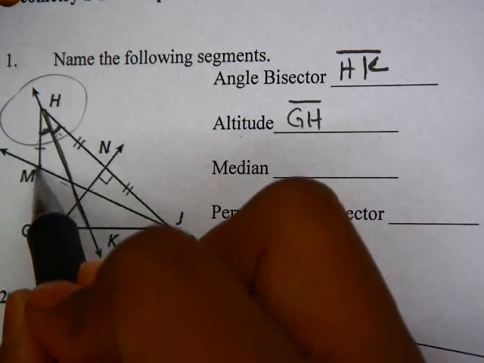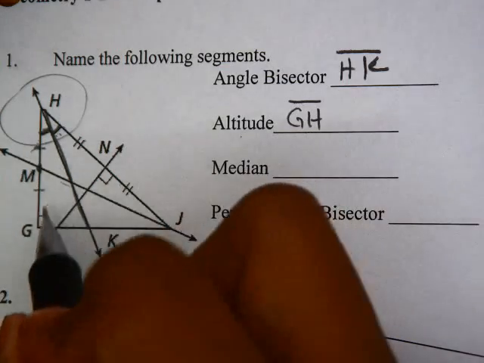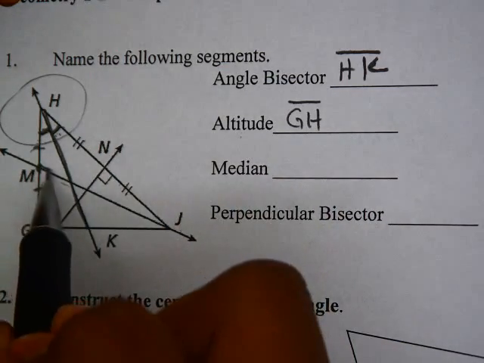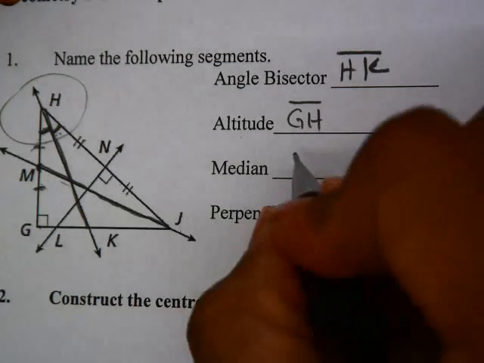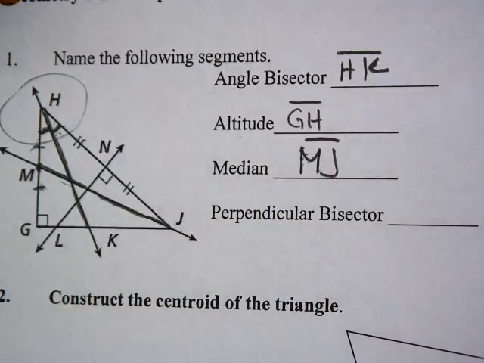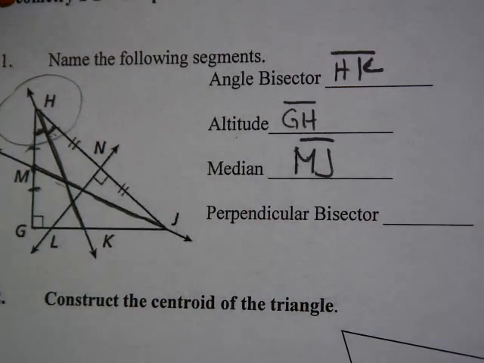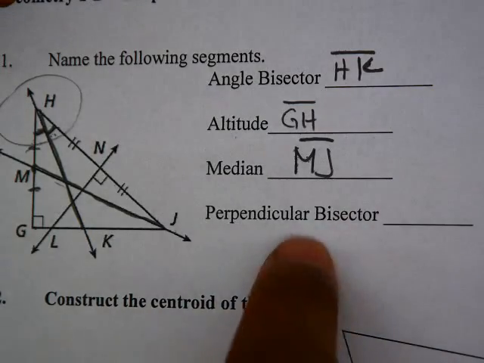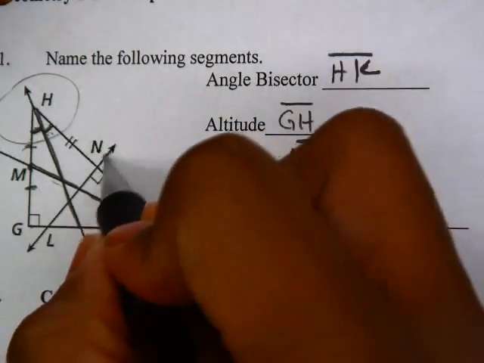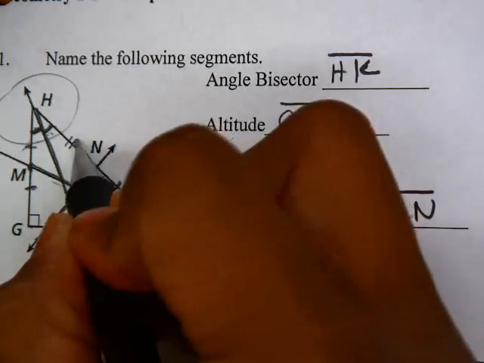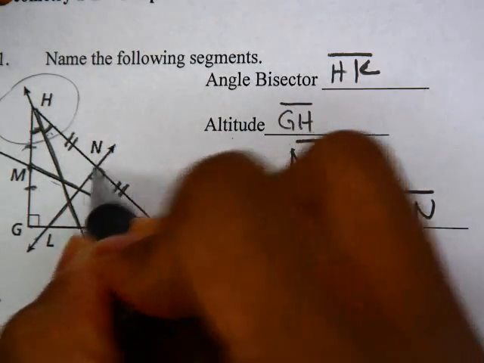M is a midpoint here. You can tell by these 2 marks right here. And it gets connected to the vertex J. So MJ is a median. Perpendicular bisector means to cut a side in half at 90 degrees, and that's LN. Here's the bisected part, and here's the perpendicular part.